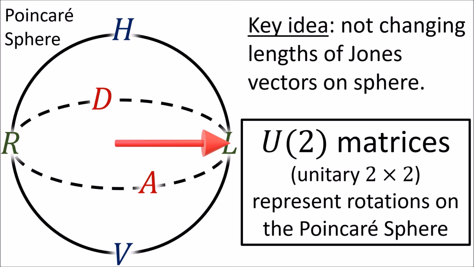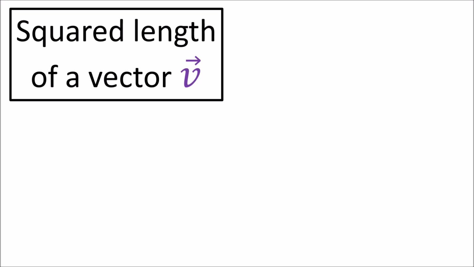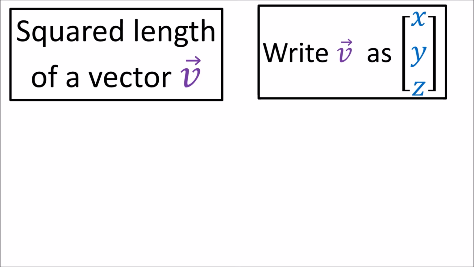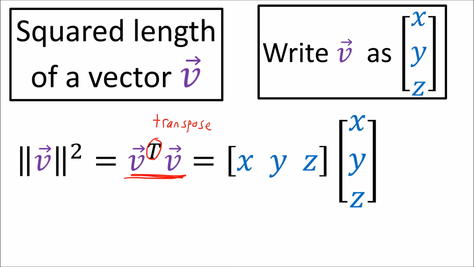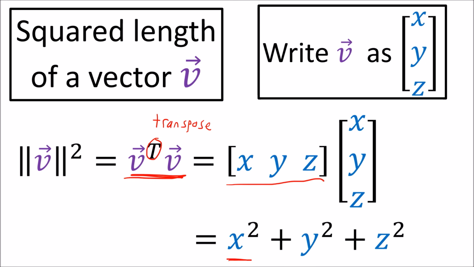To understand this, let's go back to 3D vectors for a moment. One way to get the squared length of a vector v is to treat v as a column and write the squared length as v transpose v, where the transpose operation just means we flip columns into rows. When we perform this array multiplication, we get x squared plus y squared plus z squared, which is the standard Pythagoras formula for the squared length of a 3D vector.